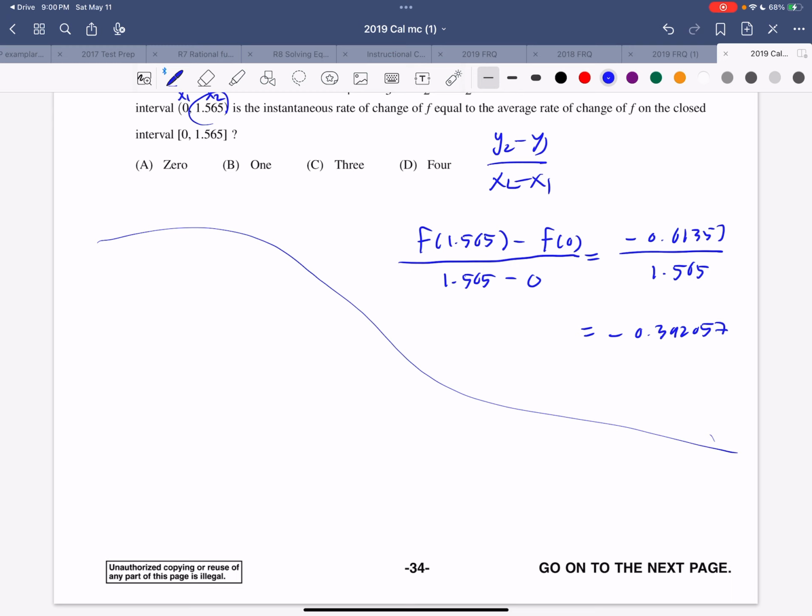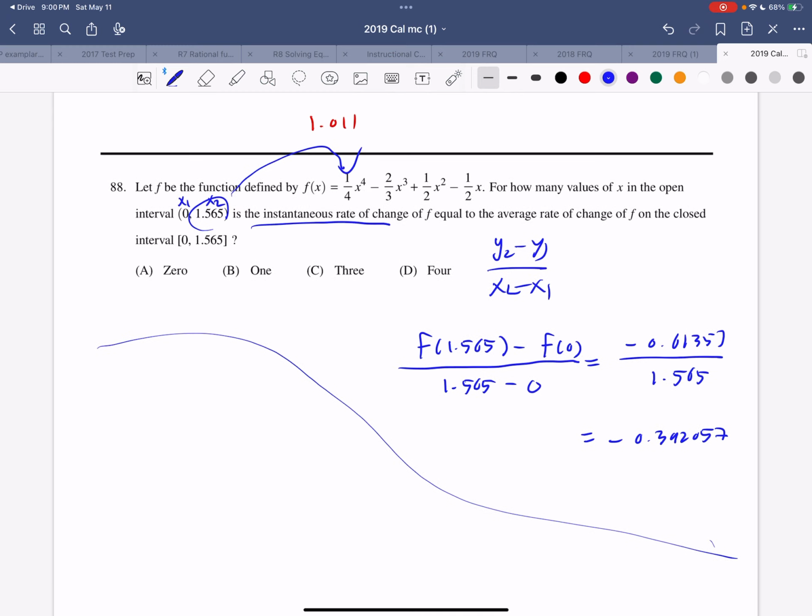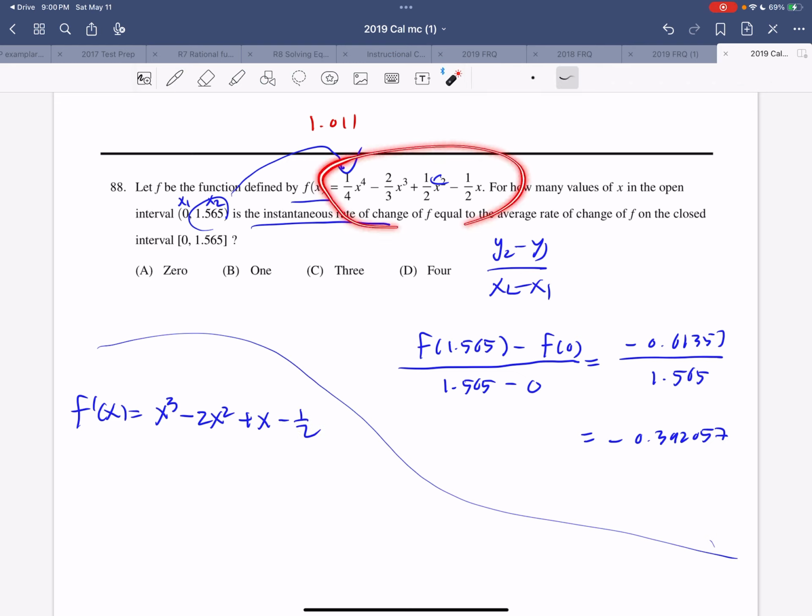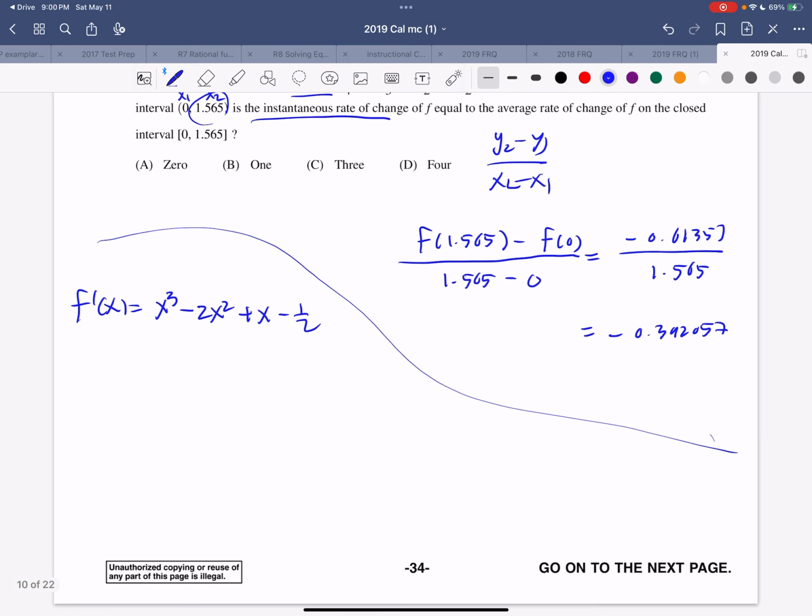So that's not the answer, because you want to set this one equal to the instantaneous rate of change. Average rate of change is the slope. Instantaneous rate of change is the first derivative. So the first derivative is x to the third power minus 2x squared. You move it here, oh, this one works beautifully, plus x minus 1/2. You just do the derivative here. If you move the 4, 1 over 4 times 4 is just 1. So, very simple. You just set them equal to each other.